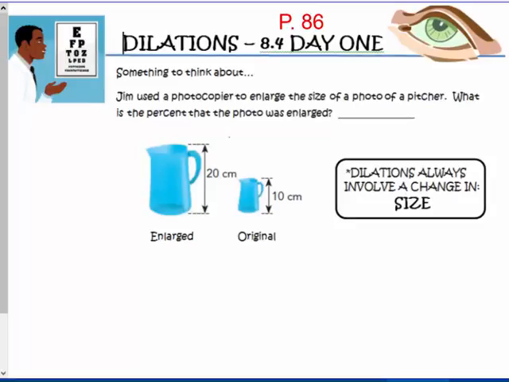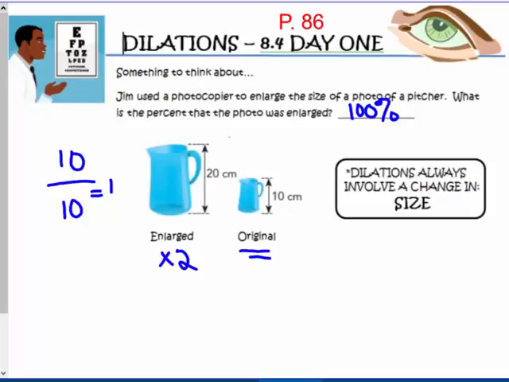Jim used a photocopier to enlarge the size of a photo of a picture. What is the percent that the photo was enlarged? Well, the change in size is 10, delta, over the original, which is 10. Well, 10 over 10 equals 1, which is 100%. When something gets twice as large, when it's times 2, it's a 100% enlargement.